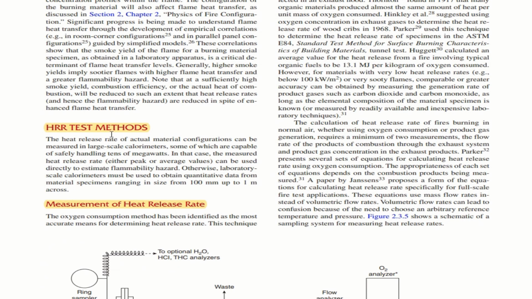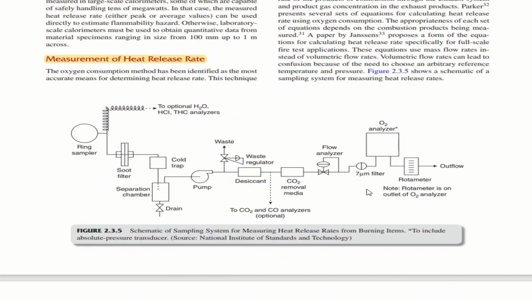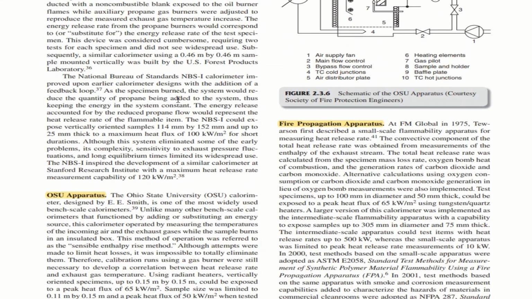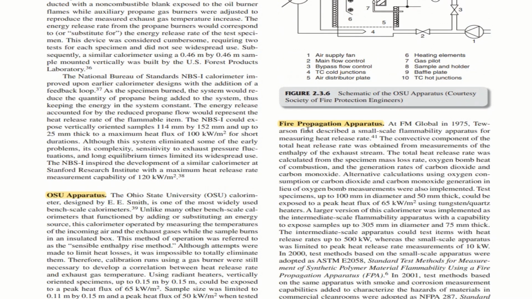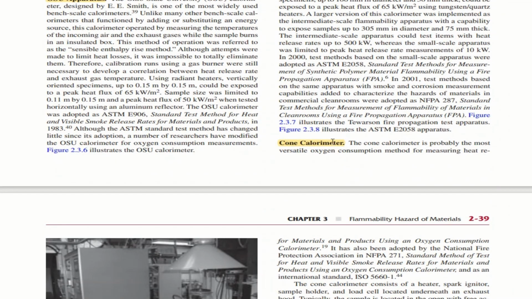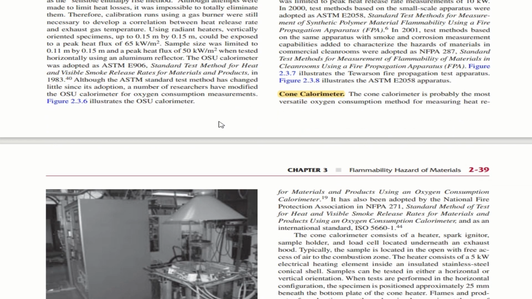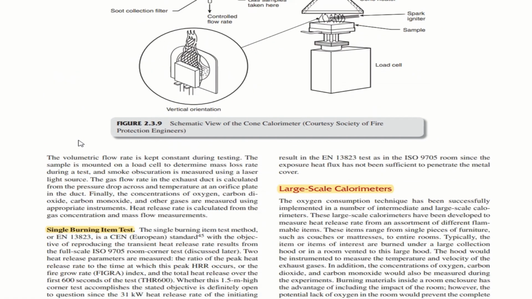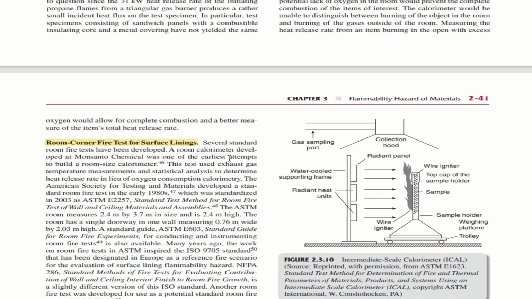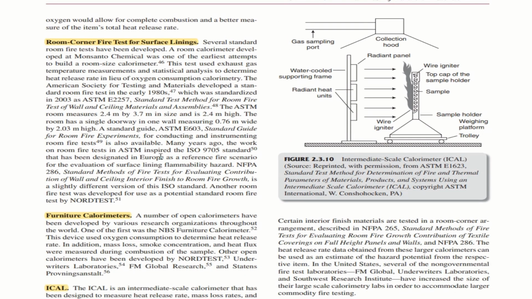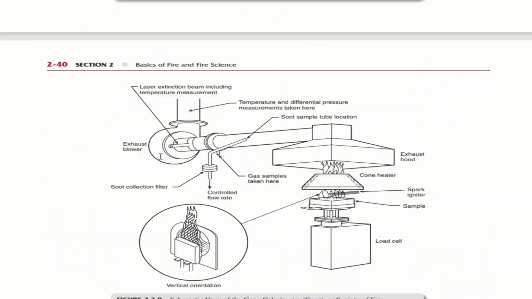HRR test methods, this is also an important topic. Just you need to go through this. Measurement of heat release rate: laboratory scale calorimeters, OSU apparatus, the Ohio State University calorimeter apparatus, fire propagation apparatus, cone calorimeter. The cone calorimeter is probably the most versatile oxygen consumption method for measuring heat release. Okay, so this is an important point. Apart from that, you have a single burning item test, large scale calorimeters, room corner fire test for surface lining. So basically this is dealing with the testing methods.